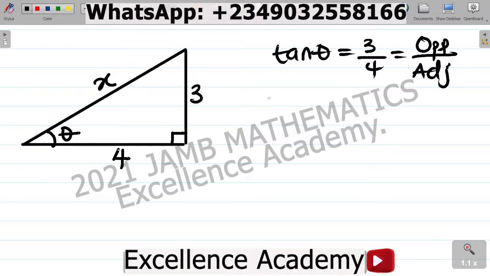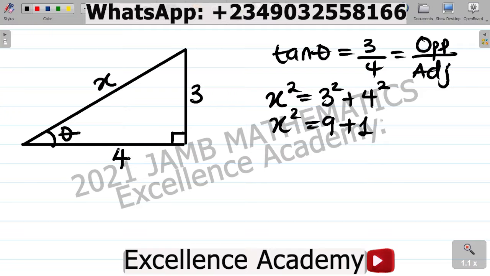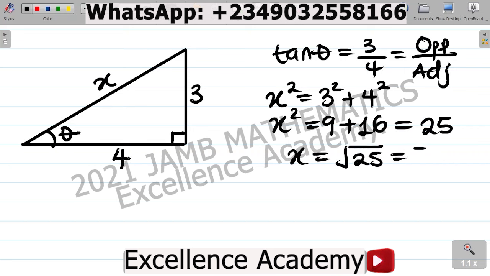We can get x using Pythagoras theorem as x squared is equal to 3 squared plus 4 squared. So I'll have x squared is equal to 3 squared is 9 plus 4 squared is 16. 9 plus 16 is 25. So x will be equal to the square root of 25, and x will be equal to 5. So that means the hypotenuse is 5. We've gotten this. We're asked to find the value of cos theta minus sin theta.